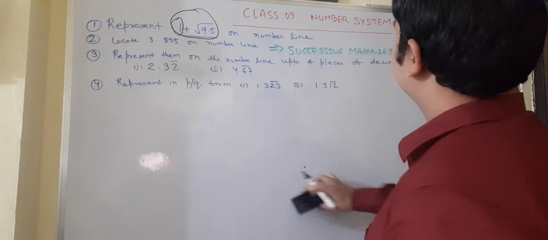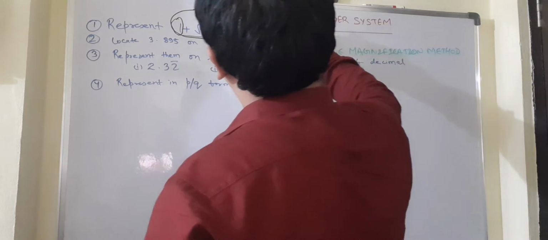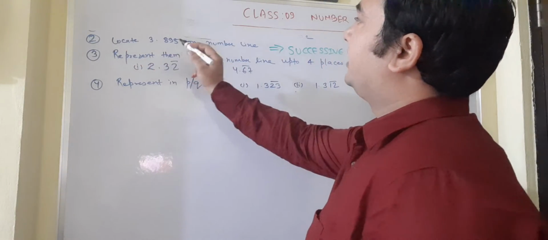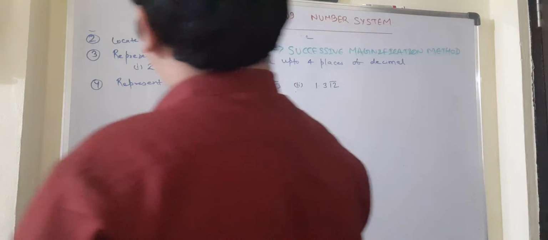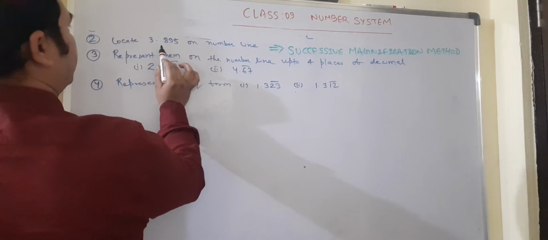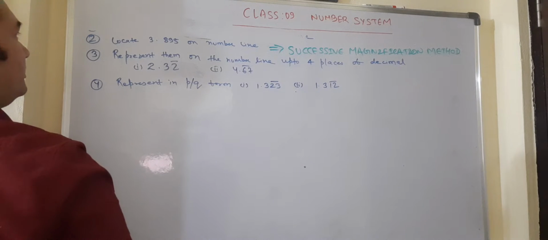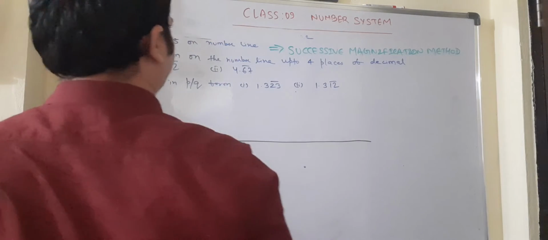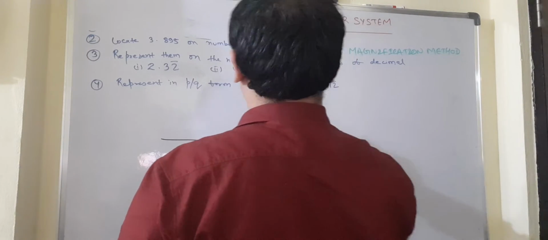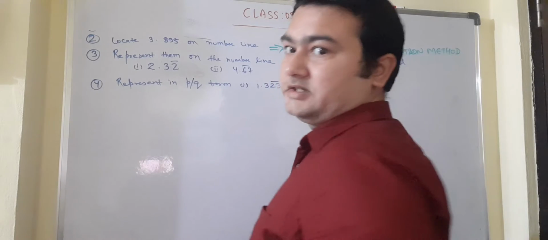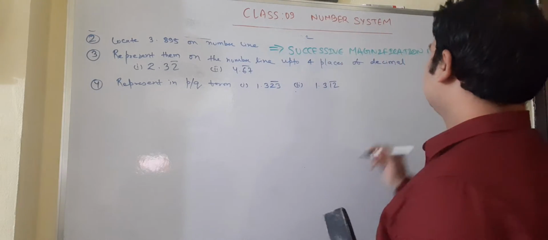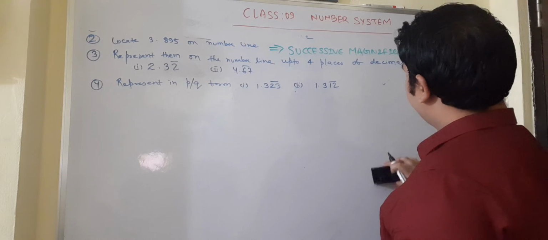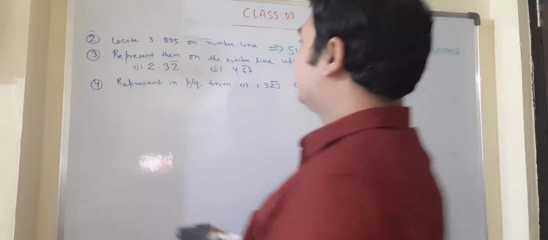Moving on to question number 2. Locate 3.895 on the number line. See, there are 3 digits after the decimal, so it is difficult to represent in a normal way. So what you can do is the successive magnification method. What is the successive magnification method? Successive means it will not be in one step, it will be in successive steps. So you have to follow a series of steps while solving this question.